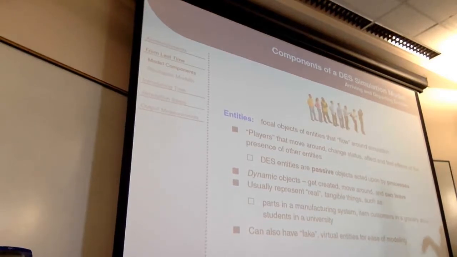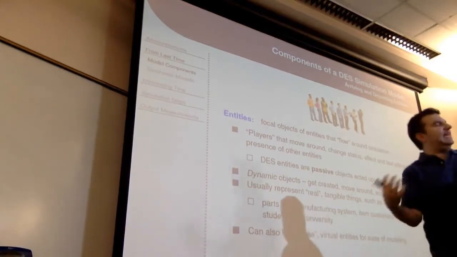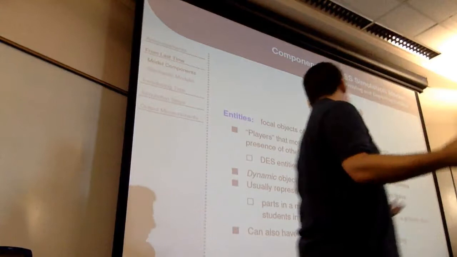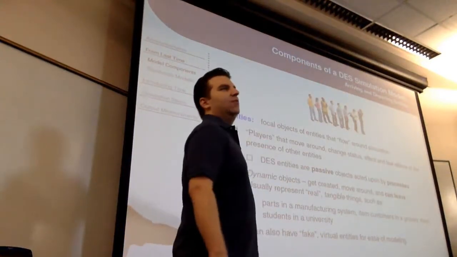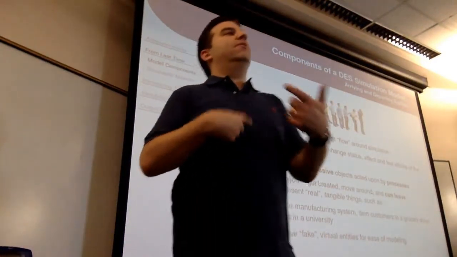So, you know, you can talk about parts in a manufacturing system, customers in a grocery store, students in a university. They're usually the tangible things that are moving around. Although occasionally, if you get really clever, sometimes you create virtual entities just for the purpose of programming.